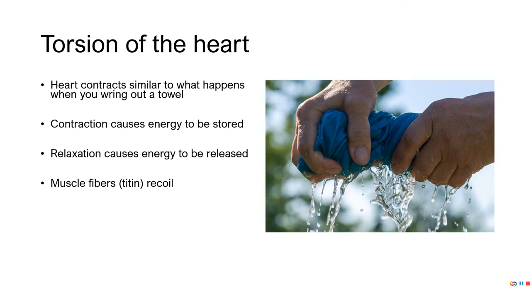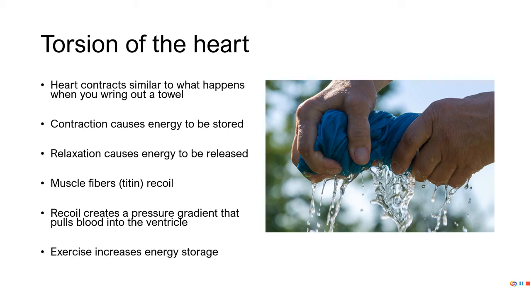Remember when we were talking about the winding filament theory? And so what this does is this creates a pressure gradient that pulls blood into the ventricle. So basically we're sucking blood out of the atria and into the ventricle. Okay? And that's because we're releasing energy during that relaxation phase. So exercise increases the energy storage that goes on during contraction, and then it increases energy release during relaxation. And as a result, we create kind of this vortex or this suction that helps get blood into the heart.